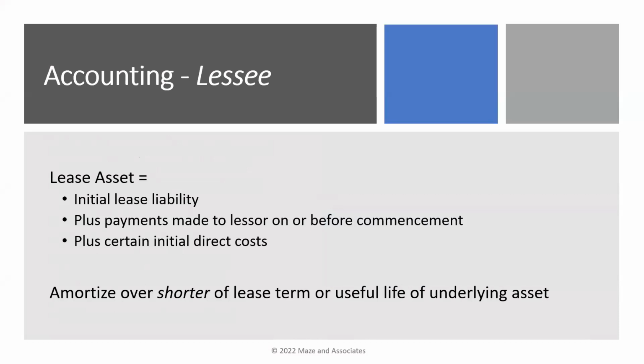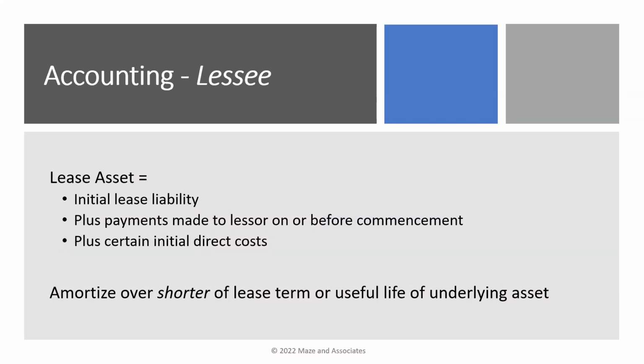The lease asset. So again, at the commencement of the lease, it's going to equal the lease liability, but then it's also going to include any payments made to the lessor on or before commencement, plus certain initial indirect costs. Initial indirect costs include ancillary charges necessary to place the lease asset into service. You're going to include those in the calculation of the lease asset.